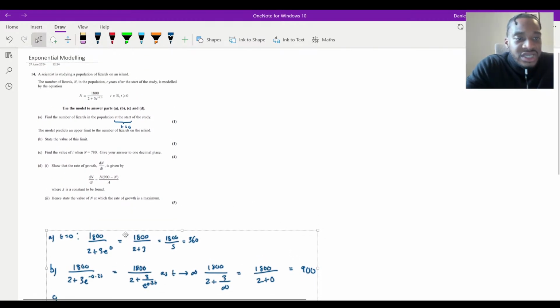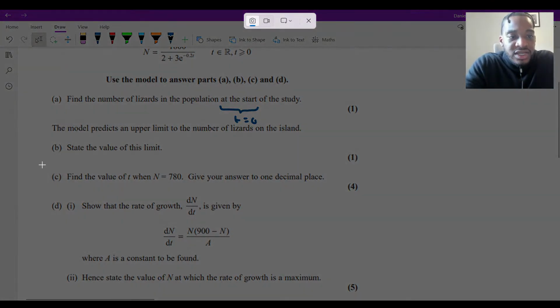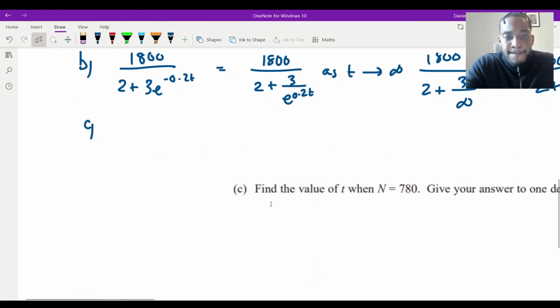All right. So part C, let's read it. It says, find the value of t when n is equal to 780.